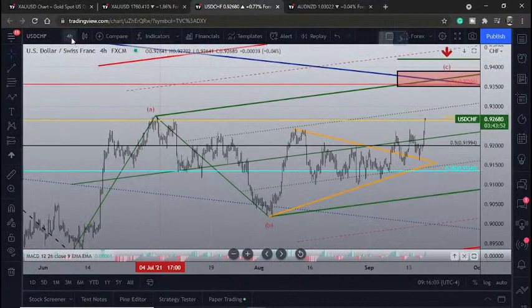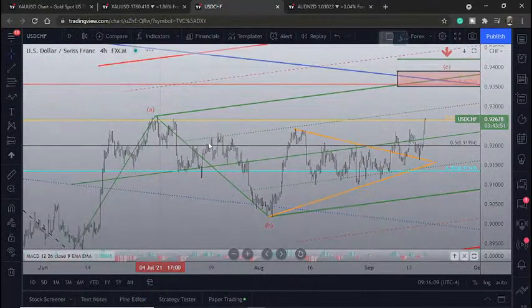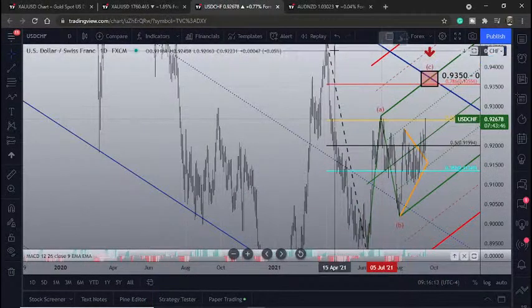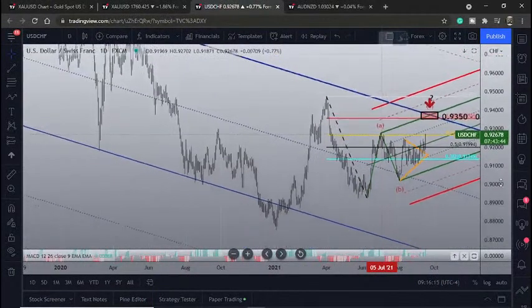I think I need to go out on a daily here again. Show you my current idea that we have at the moment. Yeah, I'm just going to get rid of that. I don't know why that line's there. Okay.